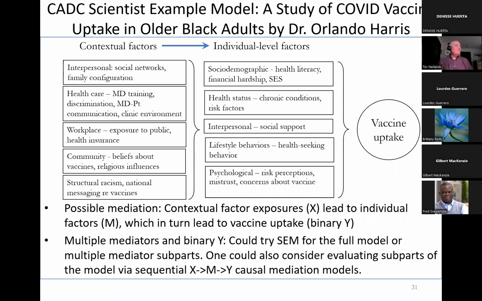And here's an example of how you could take a conceptual model and think about moderated mediation. This is a study from one of our CADC scholars looking at older Black men's uptake of COVID vaccine. And you have on the left-hand side here various contextual factors, and on the right-hand side various individual level factors. And the general setup is that contextual factors could be the X's, which lead to individual factors, which are the M, which in turn leads to this binary vaccine uptake over here on the right. You have multiple mediators in a binary Y, so you could try a SEM model, or you could break out individual subparts and fit X to M to Y causal mediation models.